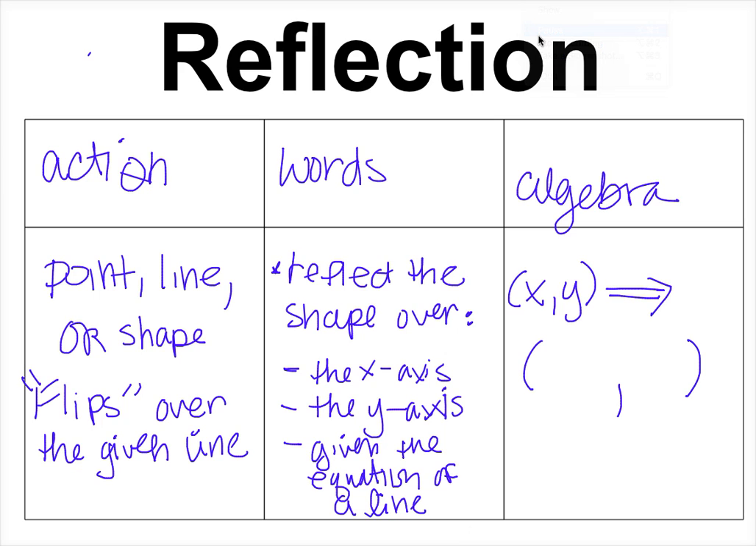Okay, so let's find this page in your packet. And what I want you to write by the words, oh, let me get my color here. Okay, in the section that says words, say, reflect across the x-axis.